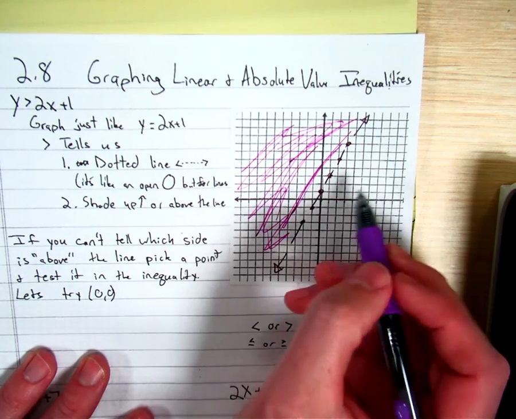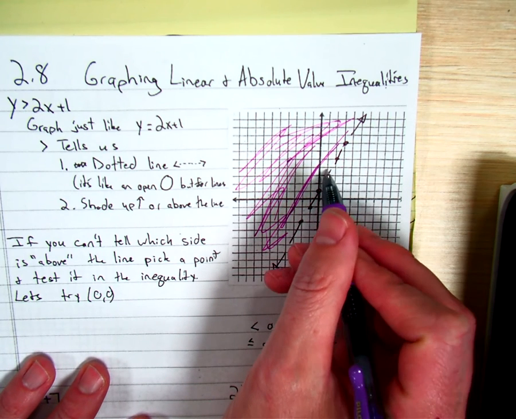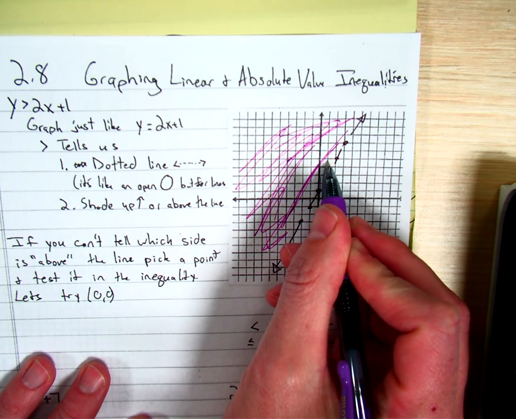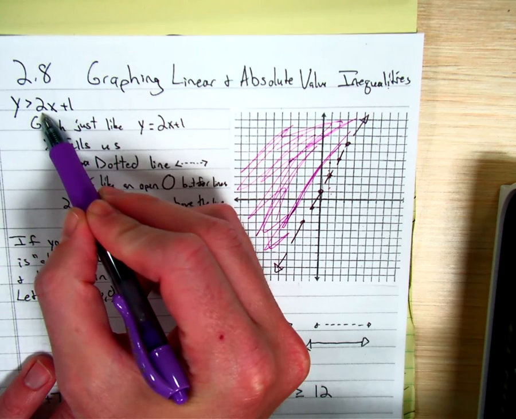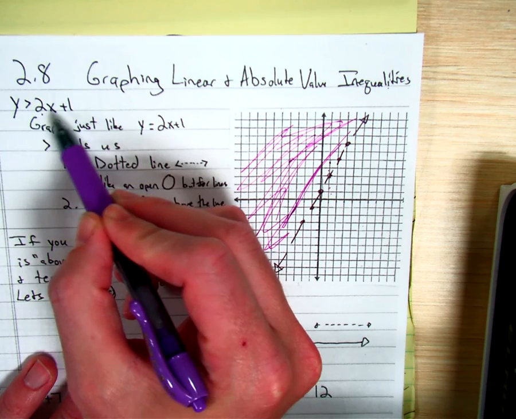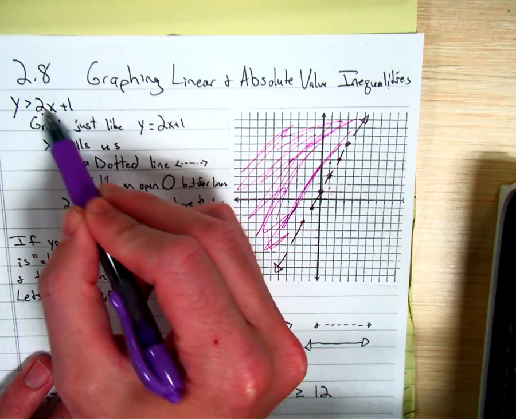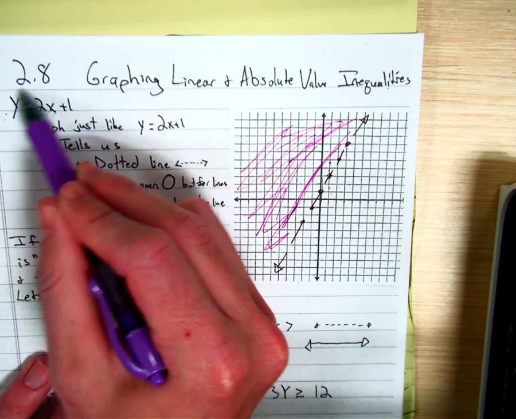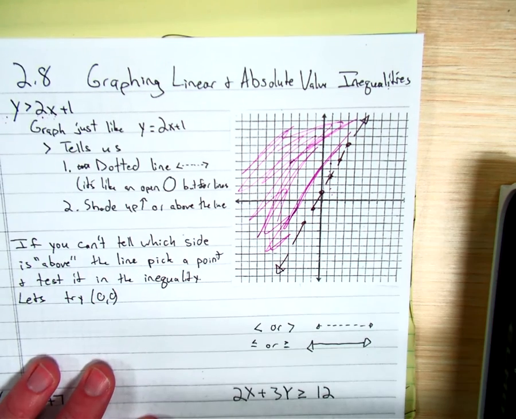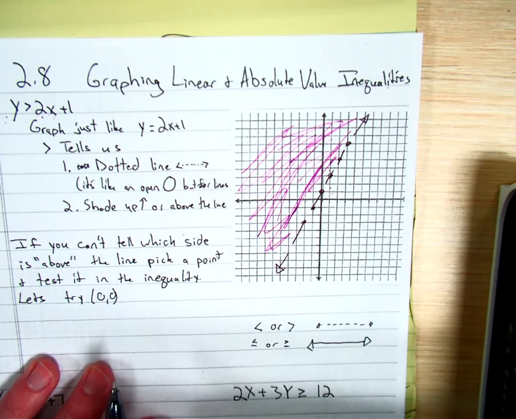Let's just take one of these over here: 1, 1, 2, 3, 4, 5. So 1 goes in for x, 5 goes in for y. 2 times 1 is 2, plus 1 makes this 3. We said 5 goes in here. Is 5 bigger than 3? Yes. So that worked, so I know I'm shading on the correct side.